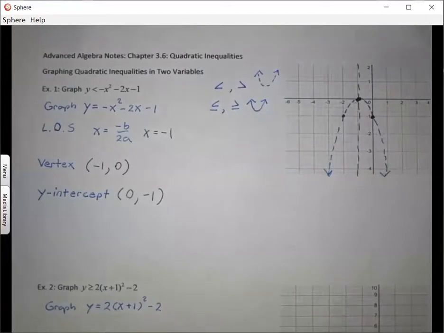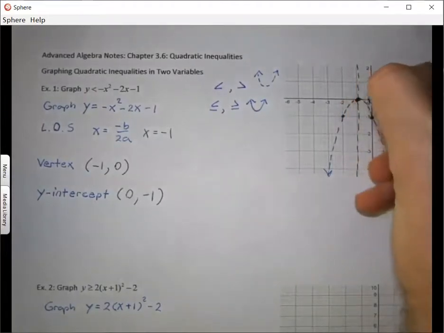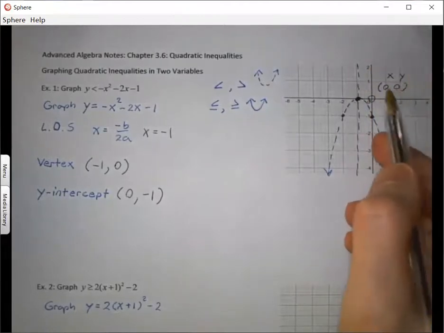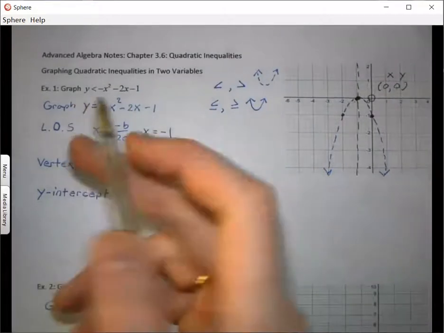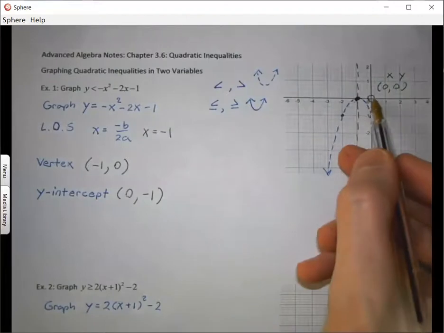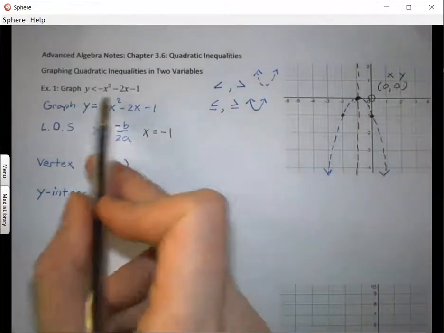Now we need to test a point. You can choose any point, choose something easy. I usually like to go with 0, 0. So we're going to take x and y from the point we chose, put it into the original, and then our goal is to see, does this point make this statement true or false?